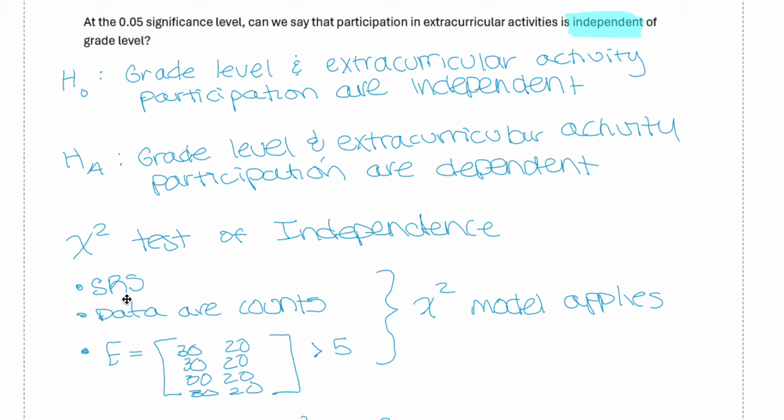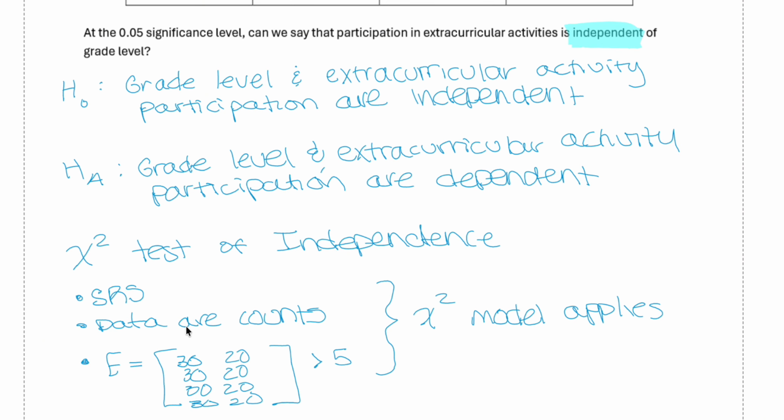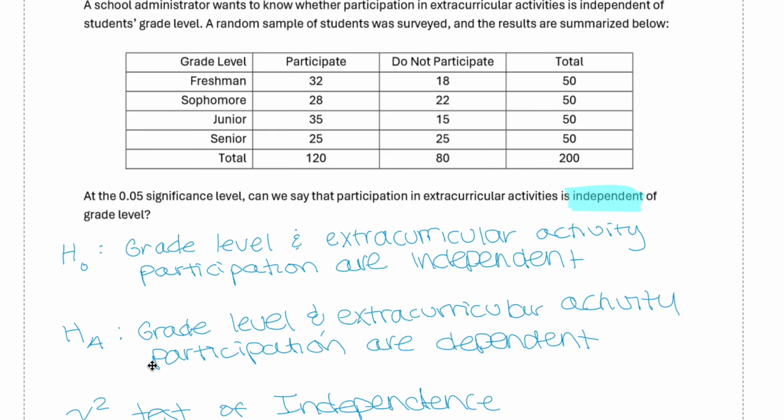Checking the conditions below. Is this a simple random sample? It is, right here. And the data are counts? Yes, those are all categorical variables. And we're going to get the matrix for the expected values of this table. So what we're going to do is first go into your calculator.